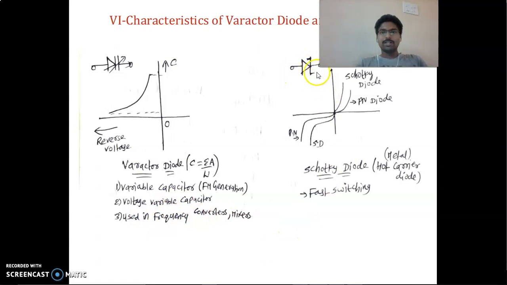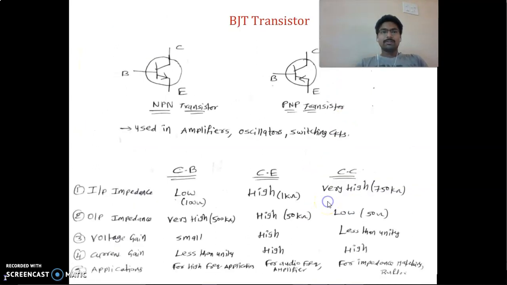It is used in frequency converters and mixers. Next, this is the Schottky diode, which is known as the hot carrier diode. Here one metal layer is used for fast moving of the electrons. So observe here, this is the PN diode forward bias characteristics. This Schottky diode attains maximum current within some 0.2 or 0.1 cut-in voltage. The current will start increasing here. The Schottky diode is used in fast switching networks.